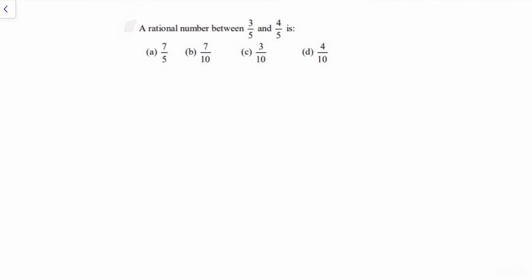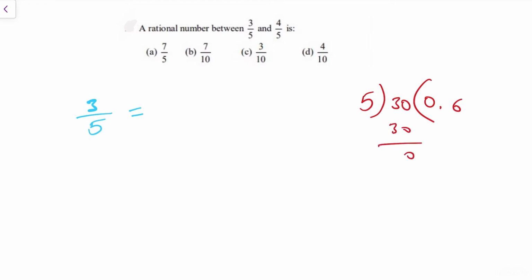Next, a rational number between 3 by 5 and 4 by 5. For finding a rational number between these, there are actually 3 methods, but I always feel that the decimal method will be very easy. So let us check once. 3 by 5. If you find out the decimal for this, do division. 5 comes 3 here. In the 5 table 3 won't come, so 0.0 here. 5 sixes are 30. 30 minus 30 is 0. So 3 by 5 is nothing but 0.6.